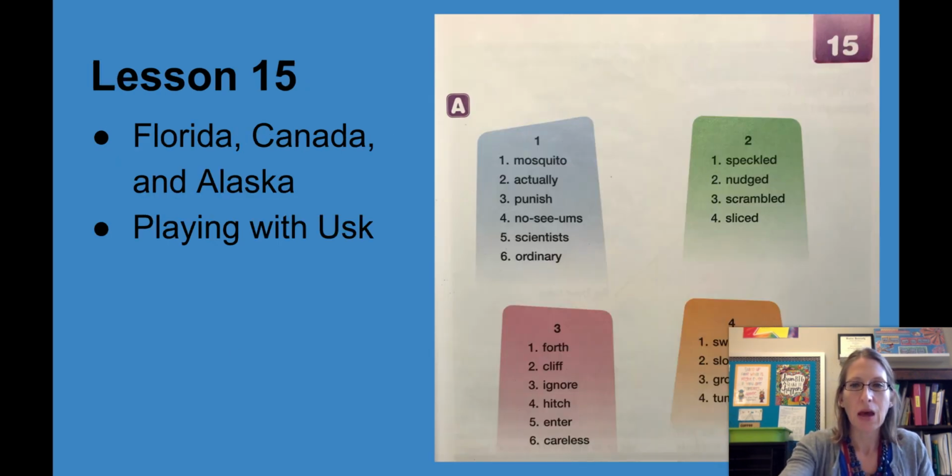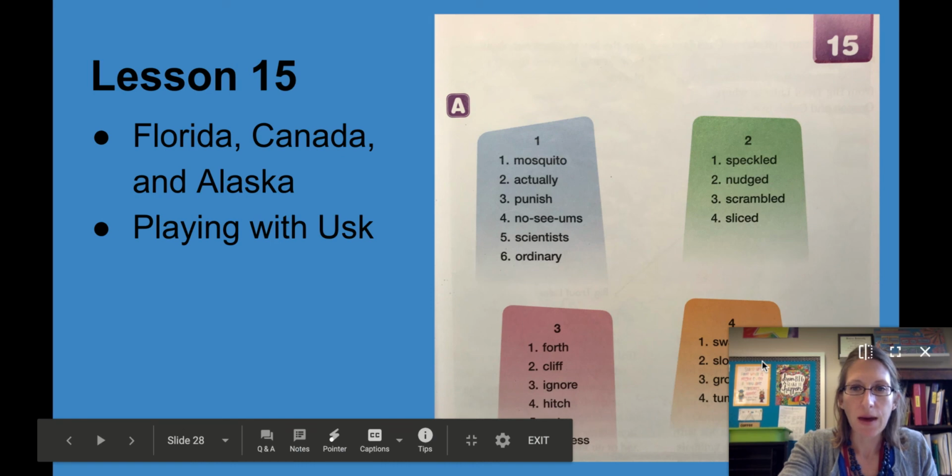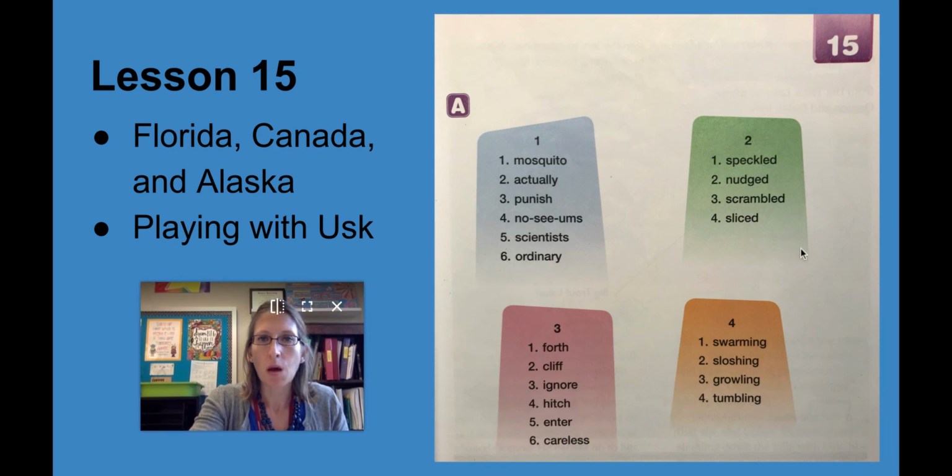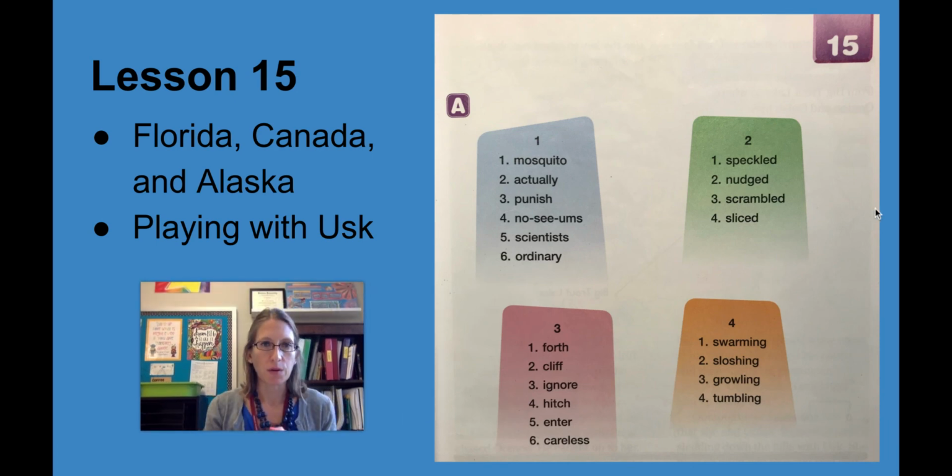All right. So today we have lesson number 15. And in lesson 15, we are going to learn about Florida, Canada, and Alaska. That is our nonfiction passage. And then we are going to read about playing with Usk. Wait a second. They're not supposed to play with Usk. Uh-oh. Already.